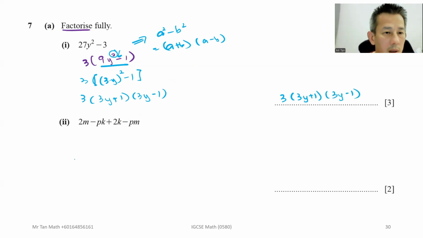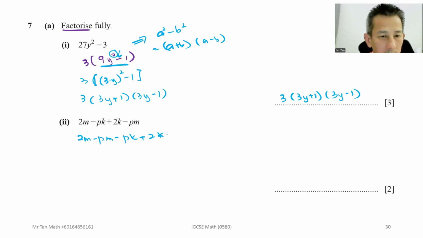Okay. But we have 4 terms, so do 2 by 2. This one is 2, m and k. M and k, there's no common factor. We need to rearrange first: 2m minus pm minus pk plus 2k.